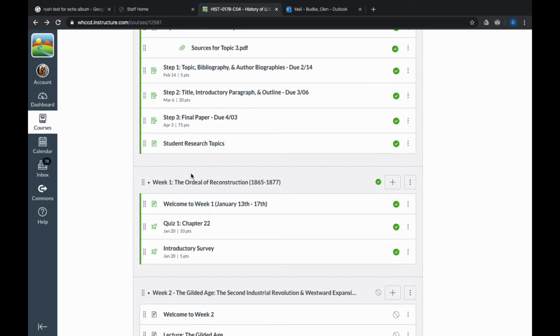All right, here's week 1, and this is kind of how a module will lay out. Some modules will have more pages or tabs in them, some will have less.